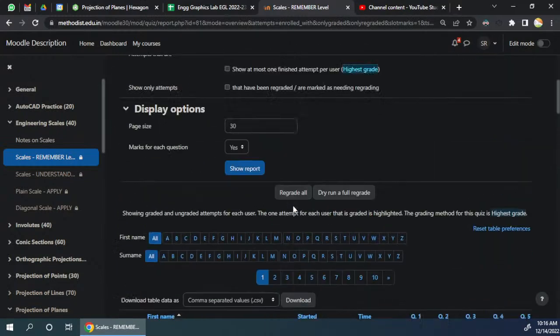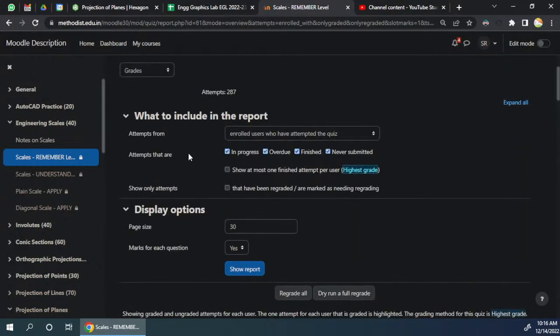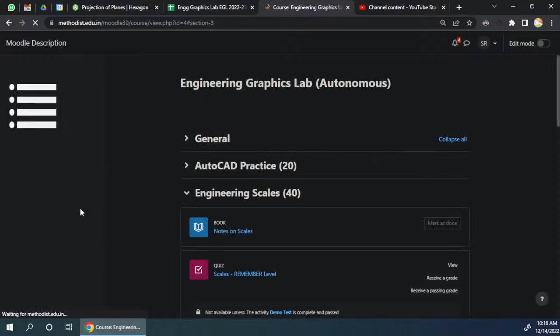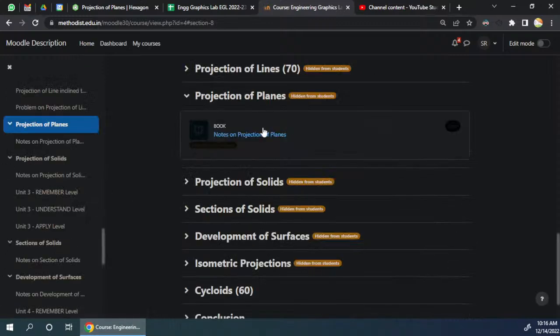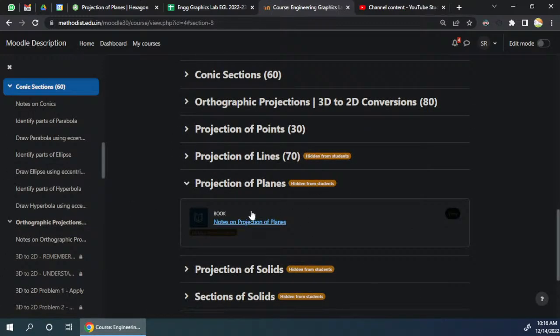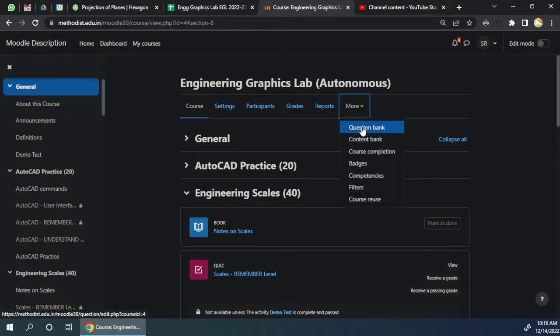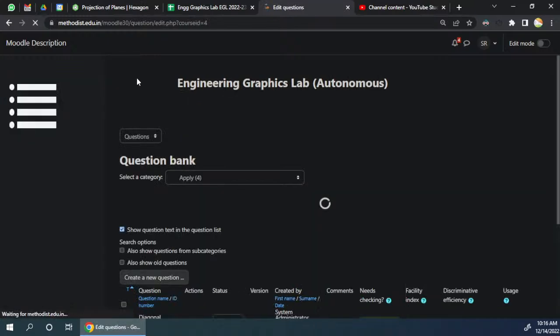And that's what is making these tests a lot more challenging, very differently challenging for them. And I'm hopeful that they're enjoying this to a certain degree. So for today's session, we'll be designing questions on projection of planes. Okay, so let's go to the question bank.